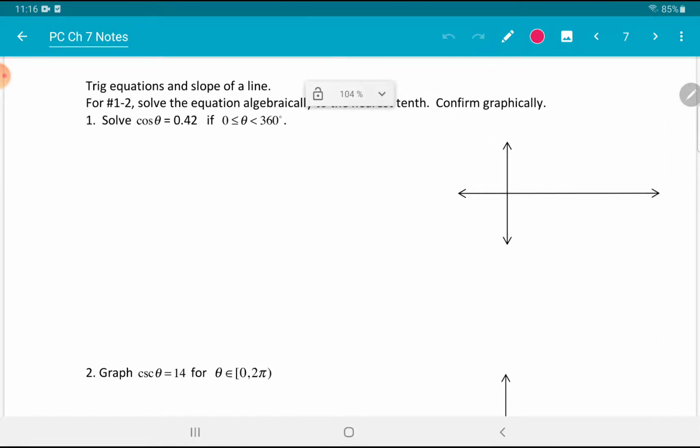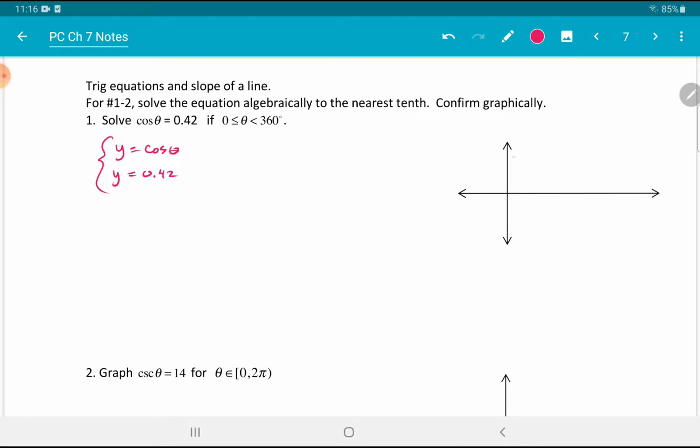So I actually want to work the other way around. I actually would like to show you confirming graphically what this looks like. Keep in mind what we're really looking for here. Really, this is a system of equations. It's like saying we have a function cosine theta, and we also have another function, 0.42. And we're saying, okay, if this is a system of equations, let's set them equal to each other and see when these two lines intersect.